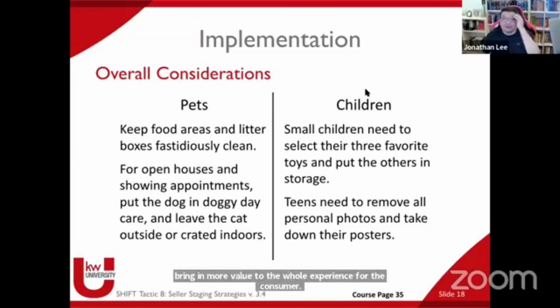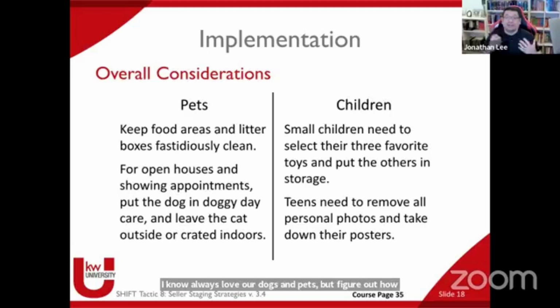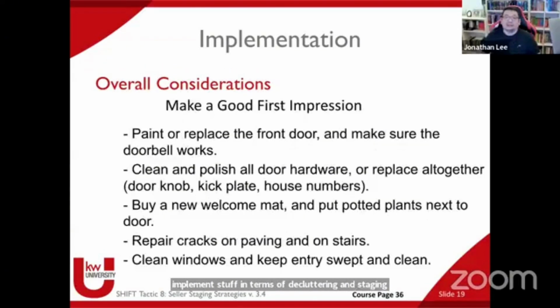Okay, consideration of children and pets. Think about how can you make it more friendly. I know all of us love our dogs and pets, but figure out how can we make it clean when we are doing that video or when we are doing that viewing. Children, how do you select their toys and put in the right place, but then keep everything else properly, right? So think about how do you implement stuff in terms of decluttering and staging the property, right?